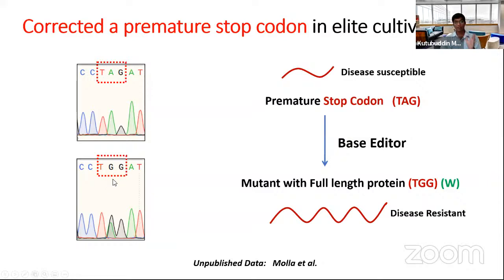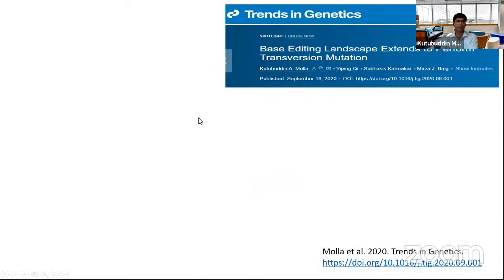would not stop here. It is a green signal. So now the translation machinery goes beyond this point, and it would produce the whole length of protein, and the plant would be disease resistant. So this is ongoing work. It has not been published yet, but this is just to give you an example of how beautiful this technology is.